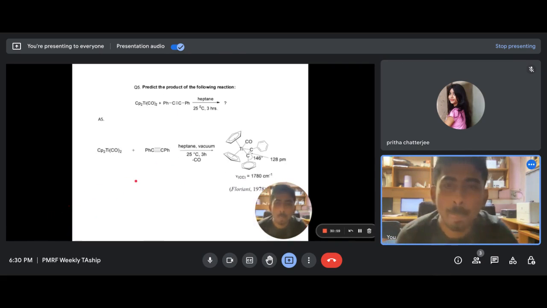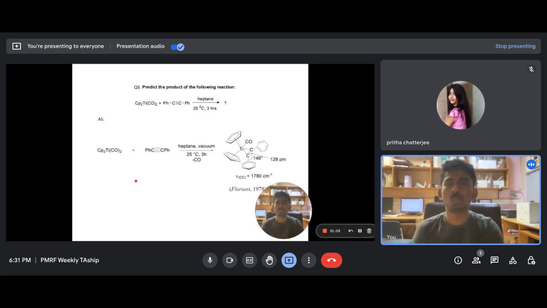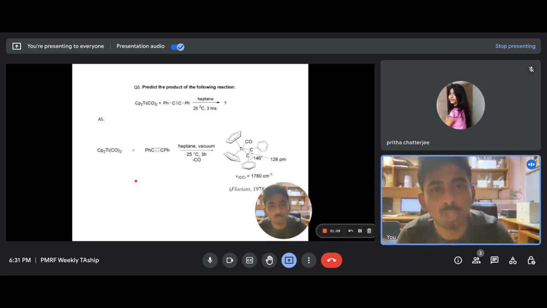Coming to the next question, predict the product of the following reaction. Cp2Ti(CO)2 is reacted with diphenyl acetylene in heptane solvent at room temperature for 3 hours. So what is the product?